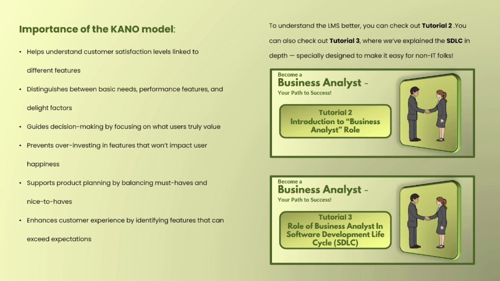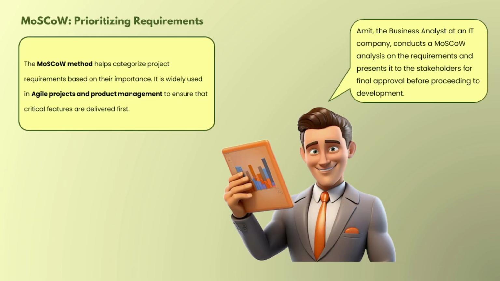Now let's move to the MoSCoW method. Well, the MoSCoW method helps categorize project requirements based on their importance. It is widely used in agile projects and project management to ensure that critical features are delivered first. We have already discussed what agile methodology is, and it is quite popular in the software development life cycle. Now let us check the MoSCoW method in detail.